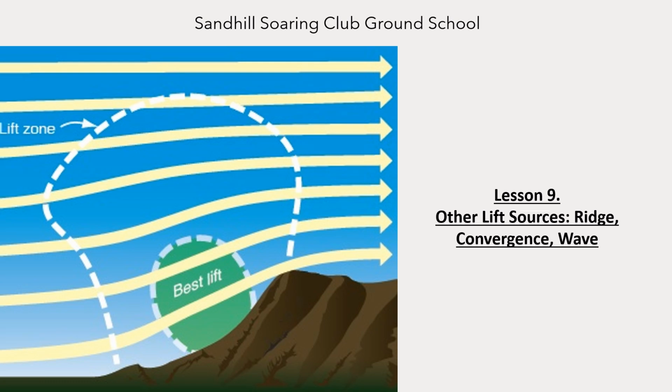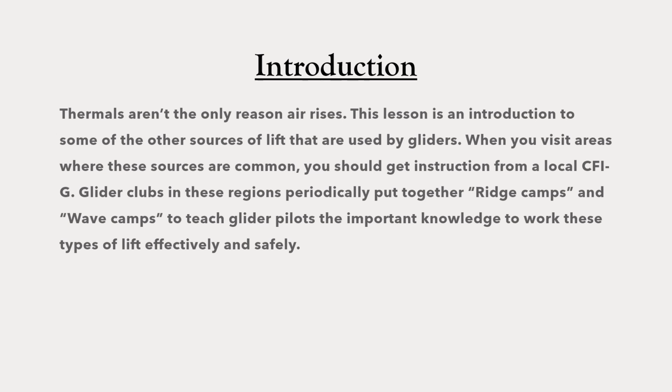This is lesson 9, lift sources other than thermals, specifically ridge lift, convergence lift, and wave lift. So in the previous lesson we talked about thermals and how to utilize the thermals, which cause rising air, to gain altitude in the glider. But thermals aren't the only reason that air in the atmosphere rises. This lesson is going to be a very brief introduction to some of the other phenomena that cause areas of rising air.